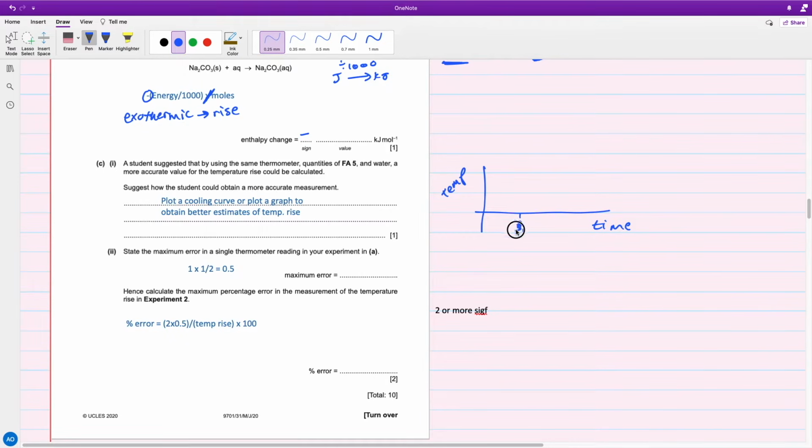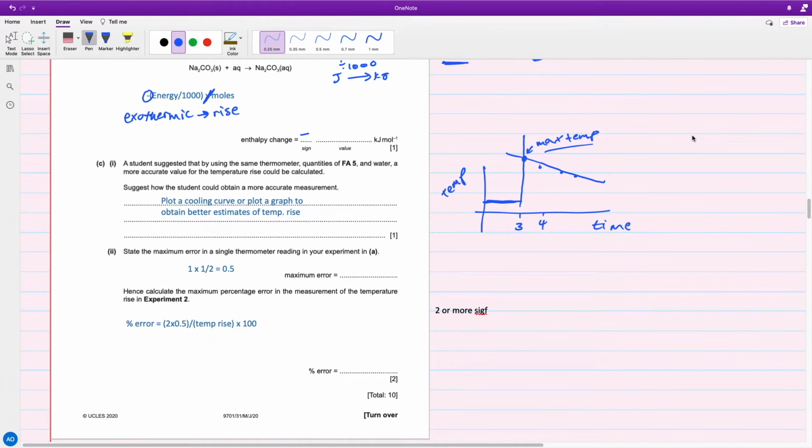So for 3 minutes, this was the consistent temperature, and once you added the other reactant, it shot up, and then at like 4 minutes, temperature was here, and then at 5 it was here, and so on. So what you can do is extrapolate this line and this line, and then here would be the max temperature.